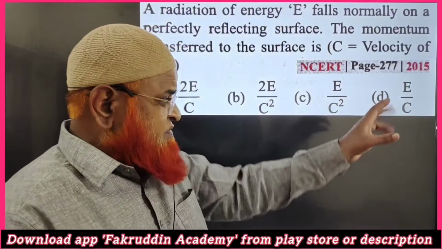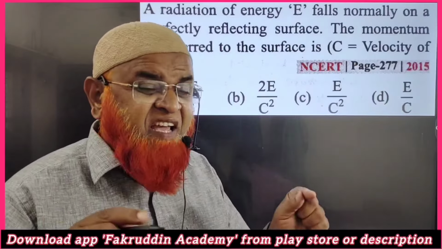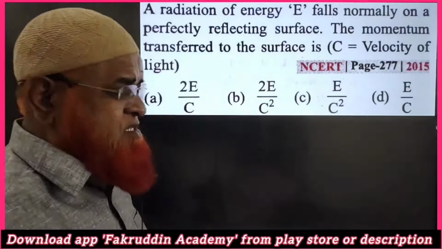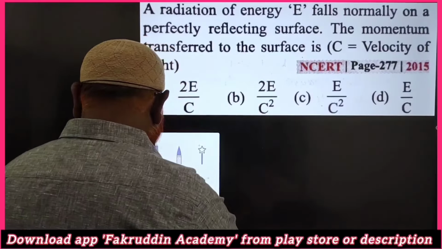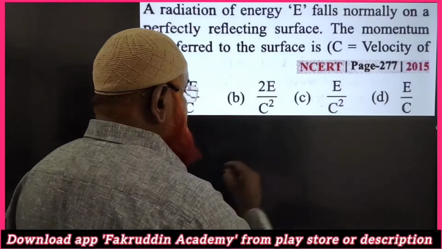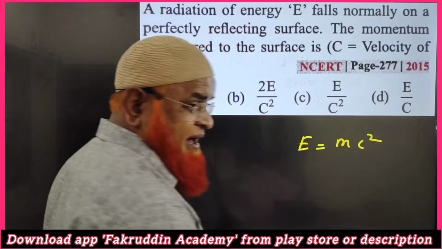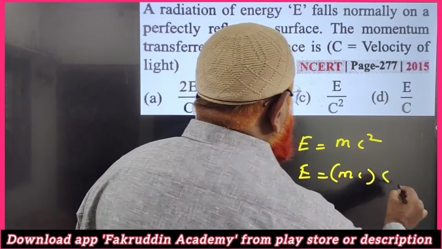My dear students, this is a previous year question asked in 2015 NEET. So let us see what he is asking us to find out. You are very well aware that according to Einstein, E is equal to mc square, and you also know E is equal to mc into c.